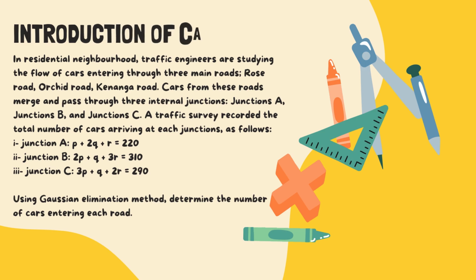In a residential neighborhood, traffic engineers are studying the flow of cars entering through three main routes: Rose Road, Orchid Road and Kenanga Road. Cars from these roads merge and pass through three internal junctions: Junction A, Junction B and Junction C. A traffic survey recorded the total number of cars arriving at each junction as follows. Using the Gaussian elimination method, determine the number of cars entering each road.